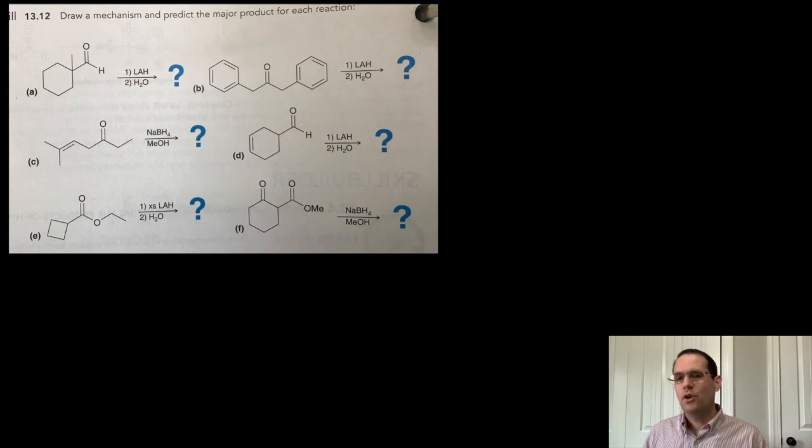So it says to draw a mechanism. I don't want to do that. I don't have enough time to do that, but I'm going to predict the major product, and you can listen to how I'm rationalizing through this, okay?